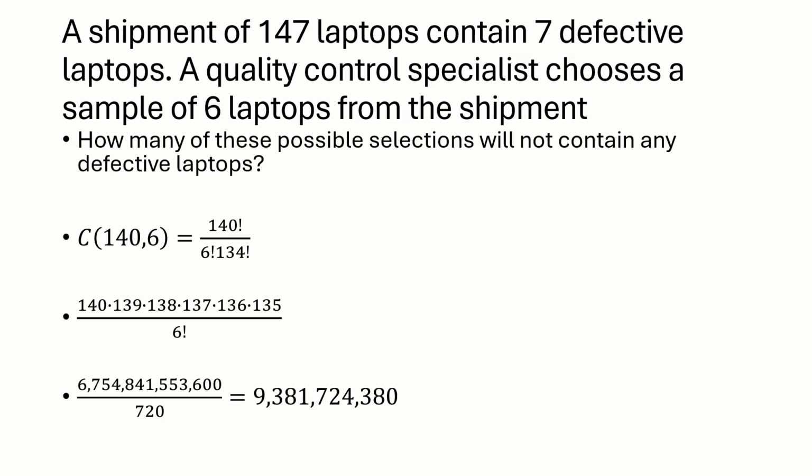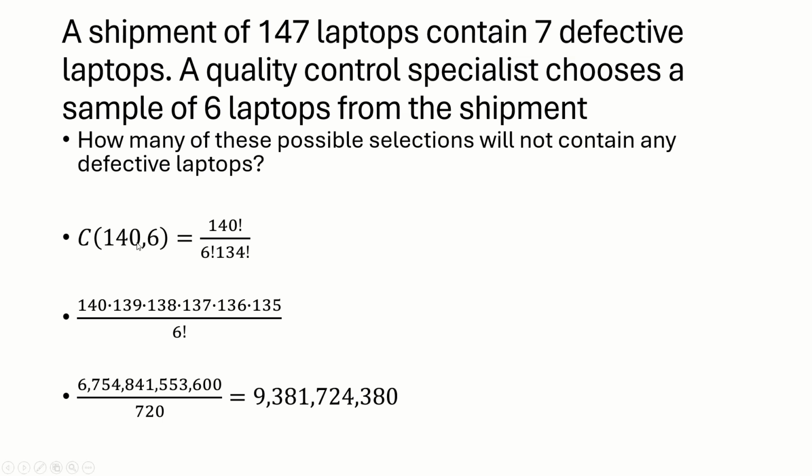Next question. How many of these possible selections will not contain any defective laptops? So think of this as defective laptops. There's 7 defective laptops, but you want to choose none of them. So there's 7 choose 0 for the defective laptops, which is just 1, so we can ignore it. And then there's 140 laptops remaining that are not defective.